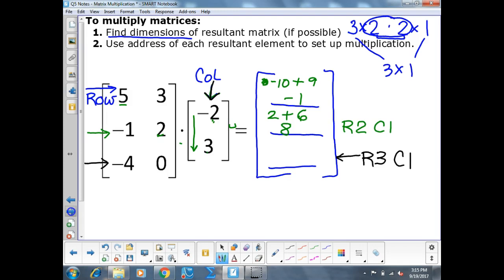So going across the row, I have -4 times -2 on the column, that's +8, plus I'm going to have 0 times 3, that's 0, so it's going to be +8. So my resultant matrix from multiplying these two together is going to be the matrix -1, 8, 8.